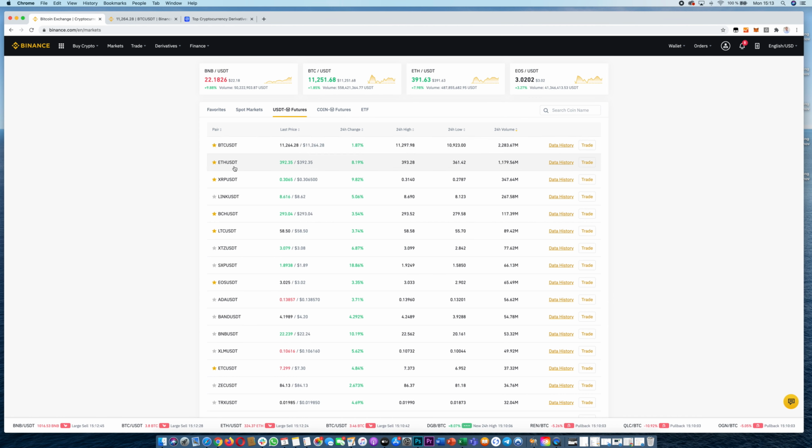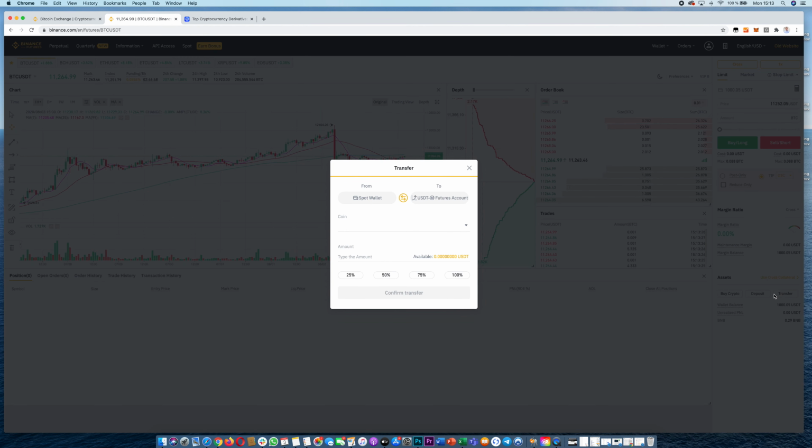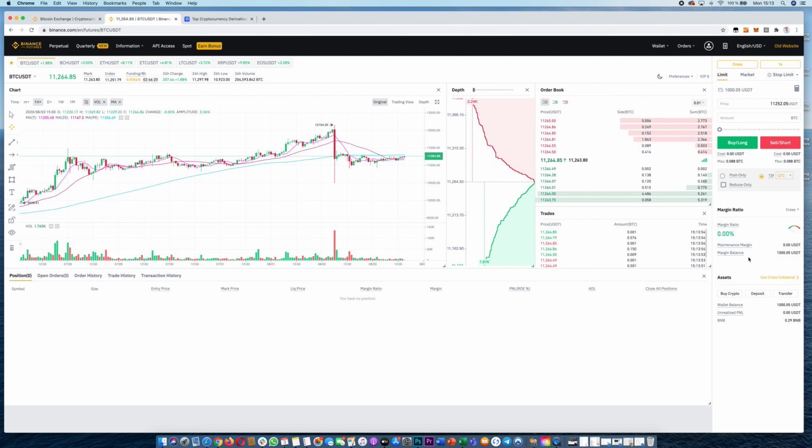One way to do that would be to click here on the Binance Futures platform on transfer, and then you can see your balance here, and you could easily transfer it from your spot account into your futures account. However, you could also transfer it back that way. You just need to type the amount here and confirm the transfer, and that's it. I now have 1000 USDT in my account, and that should be enough to show you how to trade Ethereum here.